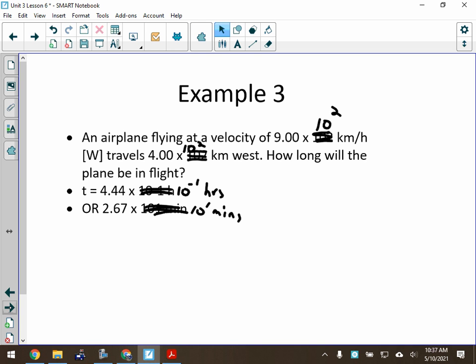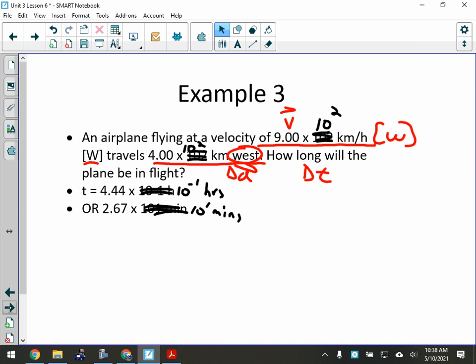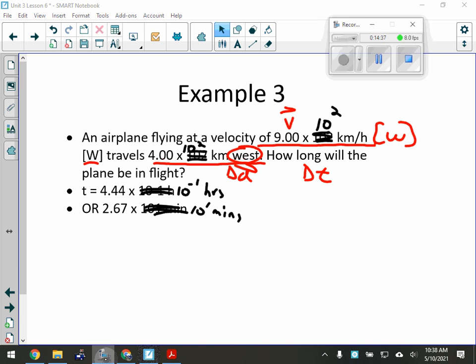Okay, an airplane's flying at a velocity. There's your velocity right there. Don't forget there should be a direction here, which there is. It's just right here. You'll notice that it also travels that many kilometers west. How long will the plane be flying? So you're looking for delta t here, and that would be your delta d. How do I know it's delta d and not just distance? Because they include a direction. So we need to use both of those because they are vectors. I'm going to give you a few seconds there. Go ahead and do that.